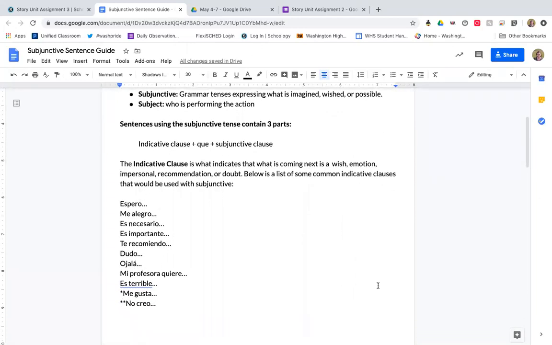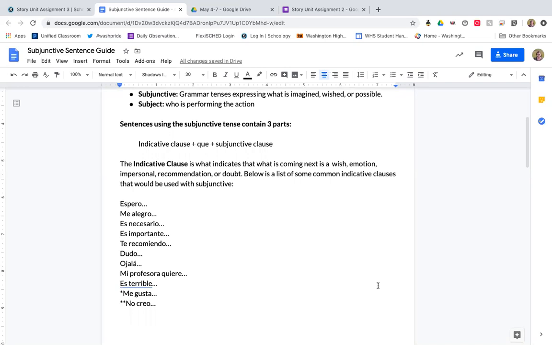Sentences using the subjunctive contain 3 parts. First, we have the indicative clause. Then we have the word que. And then we have the subjunctive clause. The indicative clause indicates that what is coming next is a wish, emotion, impersonal, recommendation, or doubt.